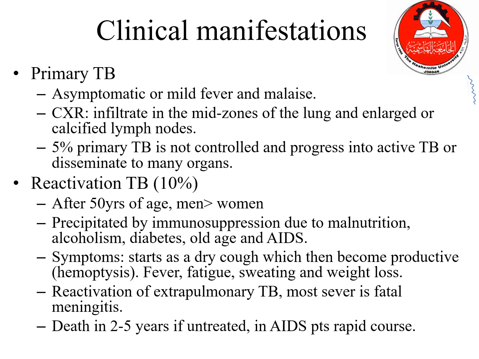The reactivation of extrapulmonary TB or miliary TB might get into the meninges, causing meningitis. It might get into the kidneys, causing pyuria. It might get into the adrenals, causing Addison disease. Death might occur in 2 to 5 years if untreated in AIDS patients.